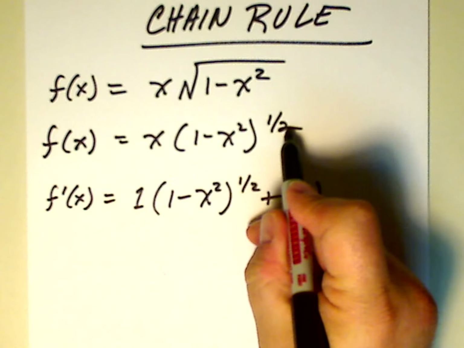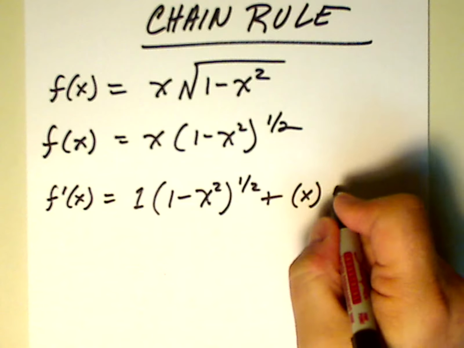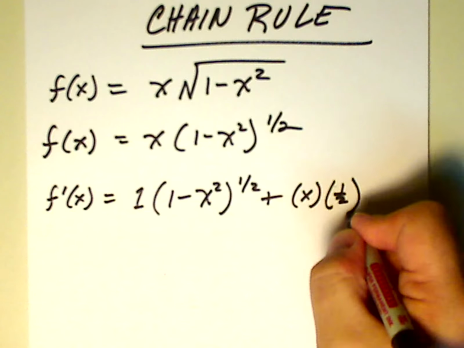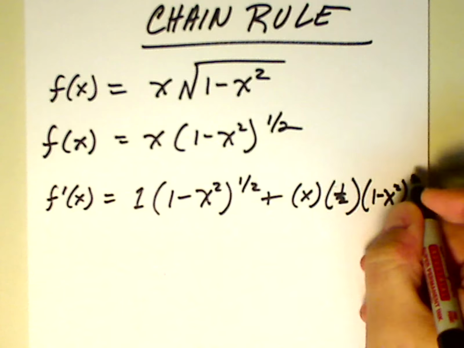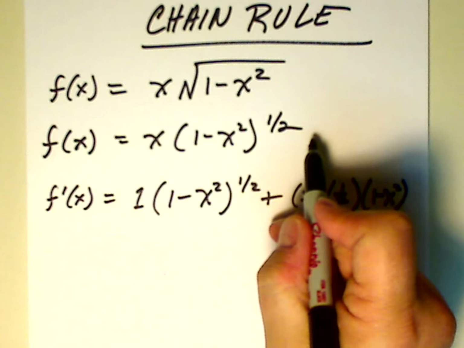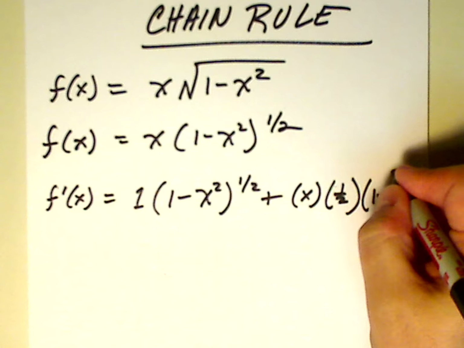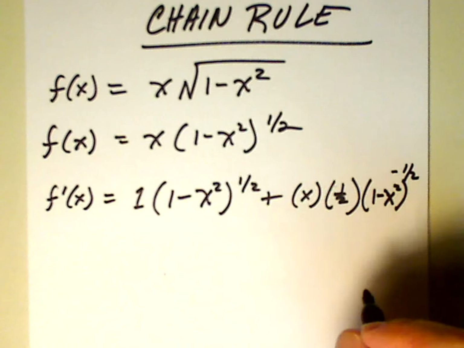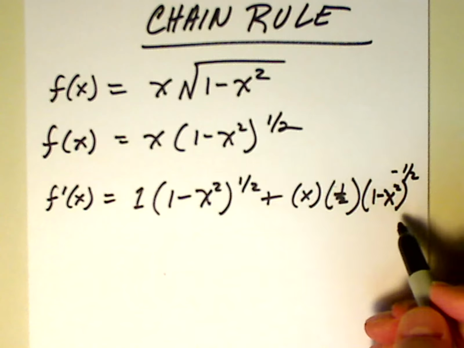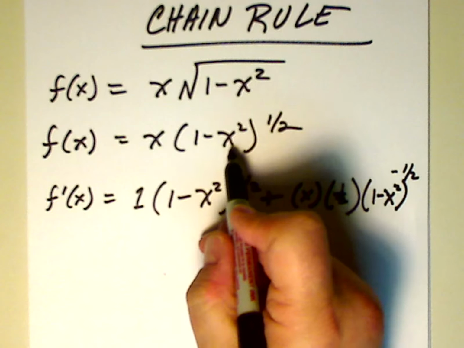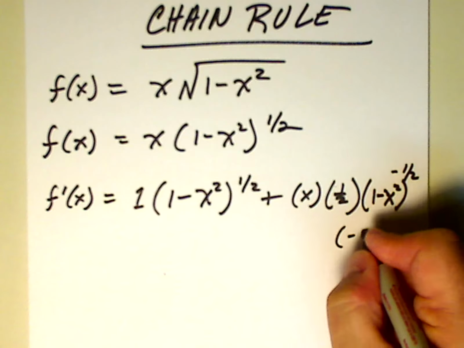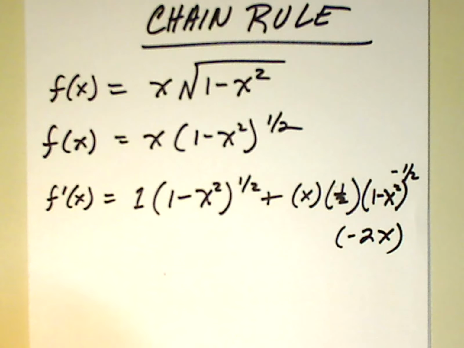And then it's a chain rule problem. We take a half, we bring it out front. This we're going to multiply by it. Times 1 minus x squared to the power 1/2 minus 1, which is 1/2 minus 2/2, is negative 1/2. And then we're going to multiply this whole thing by the derivative of the inside part. Well, the derivative of 1 minus x squared is negative 2x.